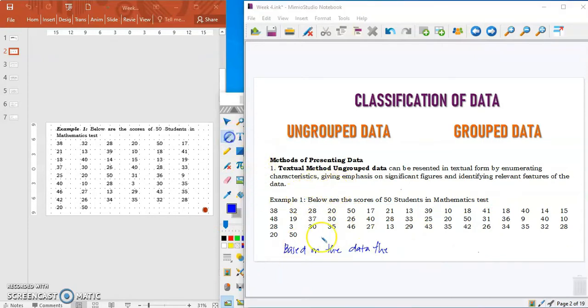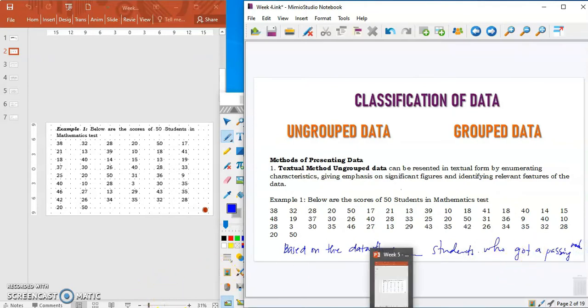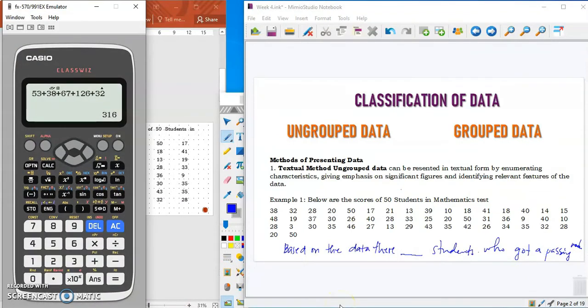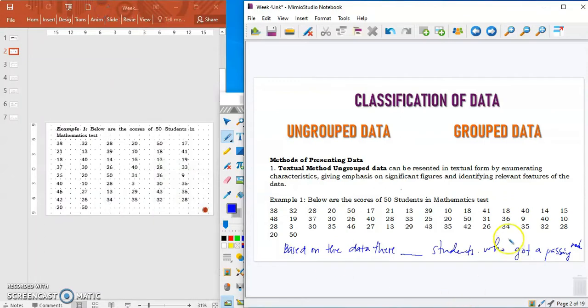Based on the data, there are blank students who got a passing mark, which in our case, let's consider 75% as a passing mark. Now, how do we do that? Let's get 75% of 50. So we get our calculator. That would be 50 times 0.75, and the answer is 75 over 2. We click on SD to change to decimal, and that would be 37.5. So 38. The passing mark would be 38.